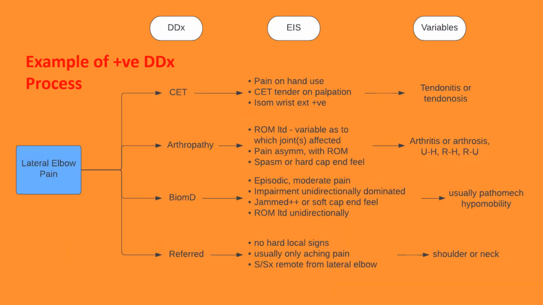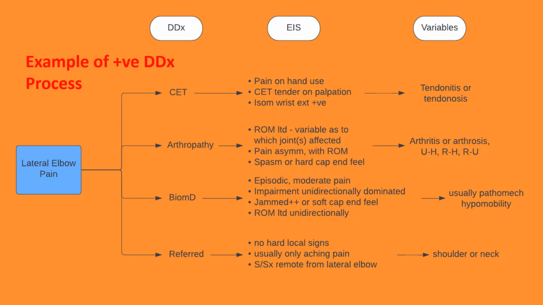Okay, so this is an example of the process of positive differential diagnosis to make a diagnosis. The patient comes in with lateral elbow pain. Now, if you think about it, the 4 obvious ones for lateral elbow pain are common extensor tendinopathy, incorrectly and misnamed lateral epicondylitis. There's no evidence that it's inflamed, and there's no evidence that the lateral epicondyle is in trouble. Arthropathy, arthritis or arthrosis, biomechanical dysfunctions, or it's referred from the shoulder or the neck. So these are your differential diagnoses underneath the label DDX.